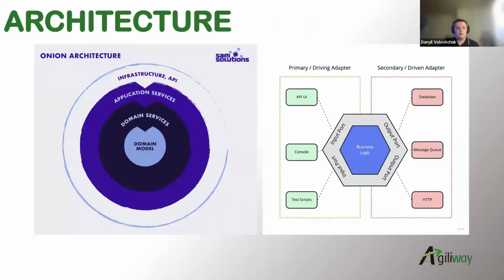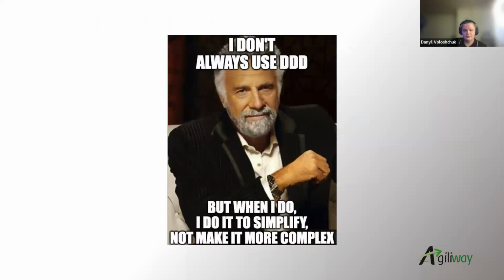About architecture, if we're talking about that, consider using onion or hexagonal. It's just the simplest way. Both will allow you to keep everything clear and separated. And the last piece of advice: use DDD only to simplify.